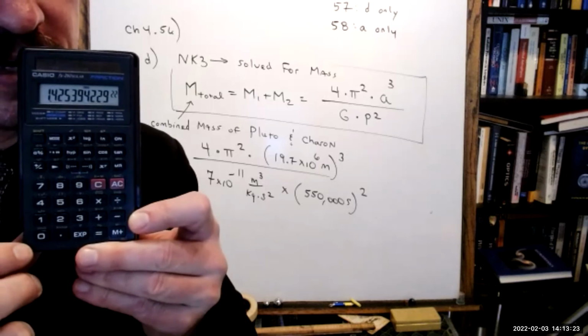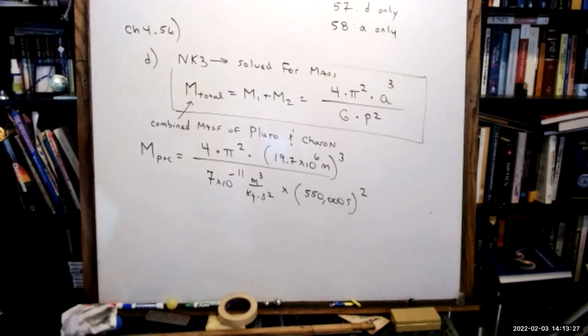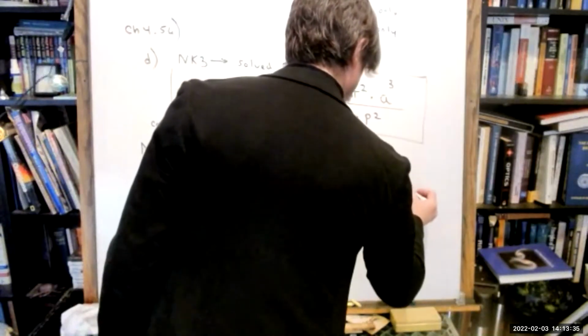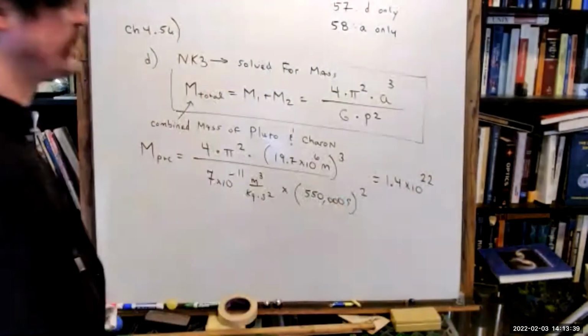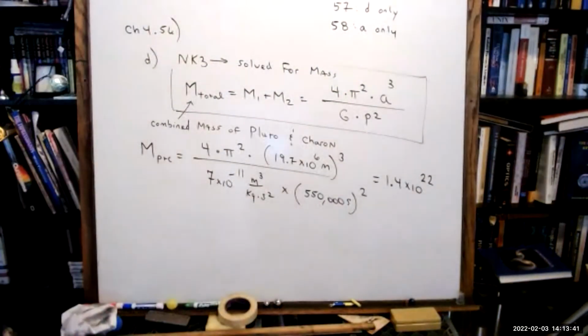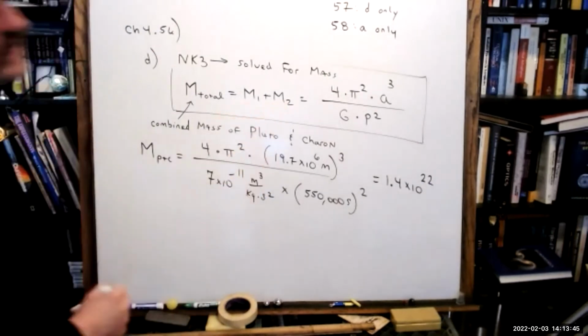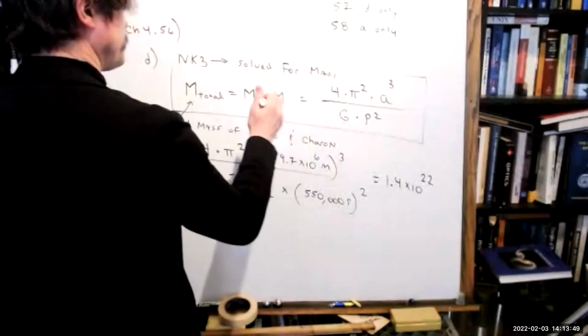Let's round it to 2 sig figs. What's my final? 1.4 times 10 to the 22nd seconds. It was seconds when we were solving for period, but now we're solving for the combined mass of Pluto plus mass of Charon, right? Oh, okay.